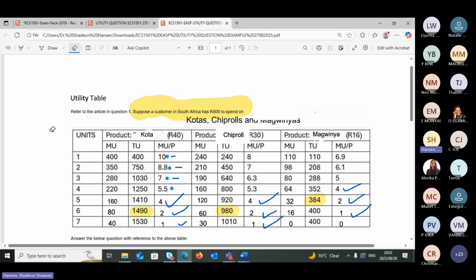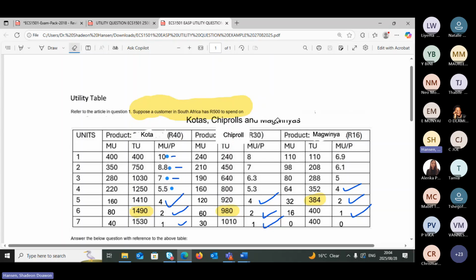All right. Let's read. It says, suppose a customer in South Africa has 500 Rand to spend on quotas, chiprels, and maguinias. I know the name is a little bit struck through over here, but that is maguinias. I've just heard a few weeks ago that maguinia is actually different from a fed cook. But anyway, we will keep that discussion for a later stage.